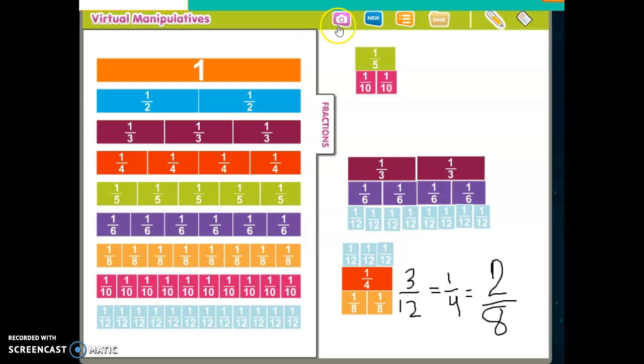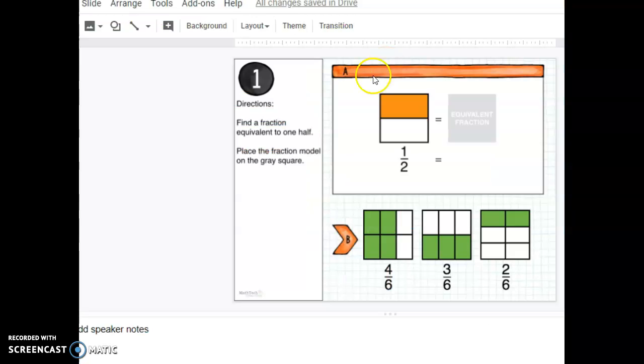Now it's time for you guys to go practice on your own. So you have your Google Slides to do, and you're going to do 1 through 5 today. Well, I'm going to look here, and it says find a fraction equivalent to 1/2. Place the fraction model on the gray square. One of these is the same as 1/2.